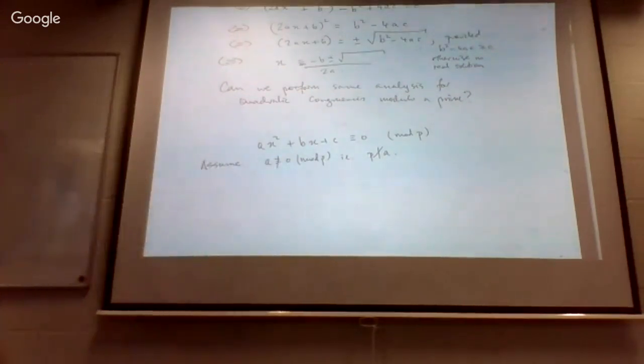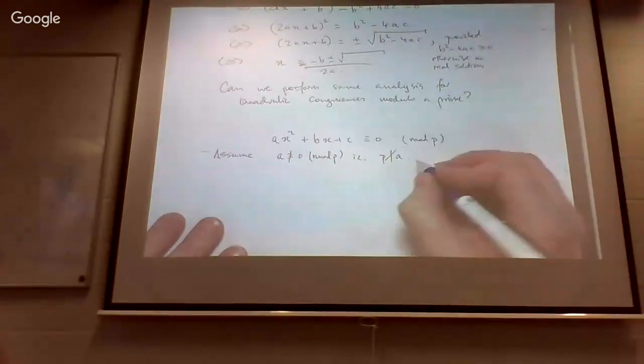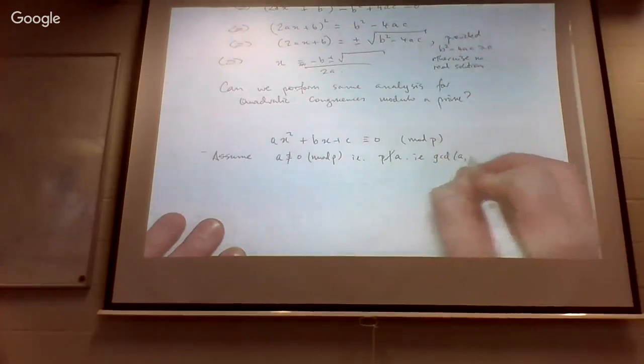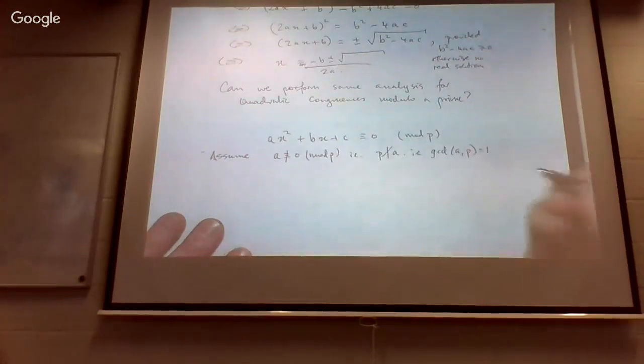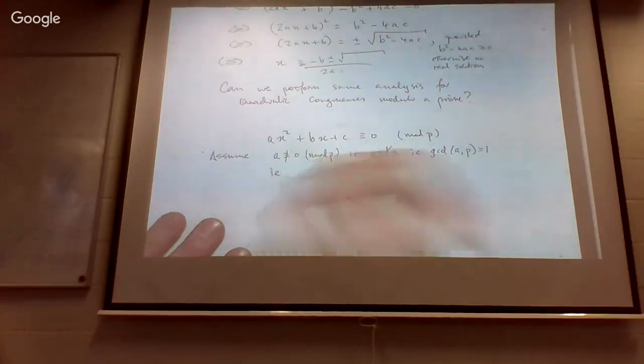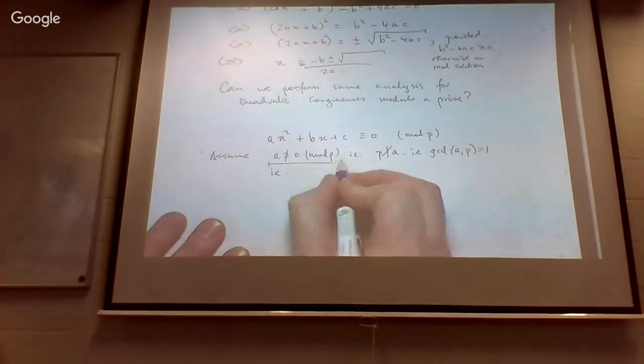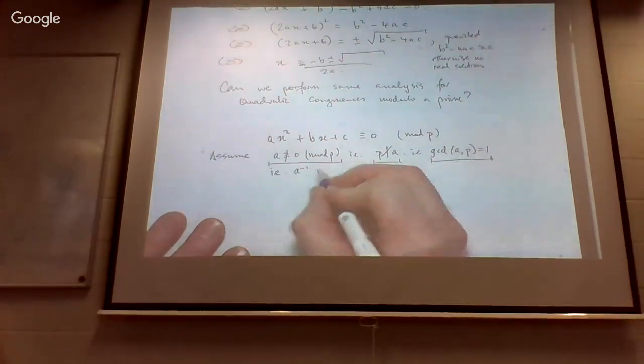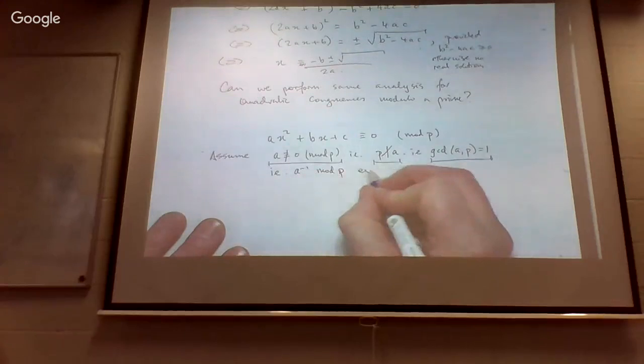But there's another way we can rephrase that when p is a prime number. Because p does not divide a, you can also phrase that as saying that a and p are co-prime, so don't have any common divisors apart from 1. Another way of saying that is, so these are all equivalent statements of the same thing. In the case of a prime number, a inverse mod p exists.